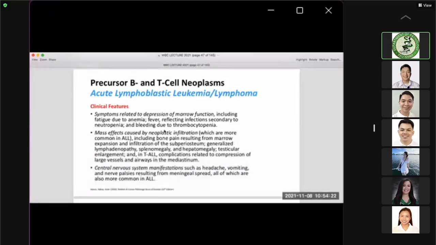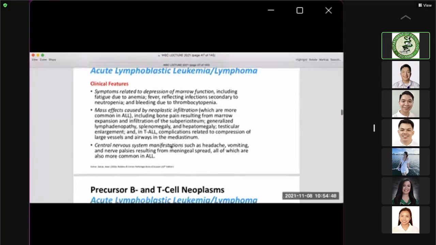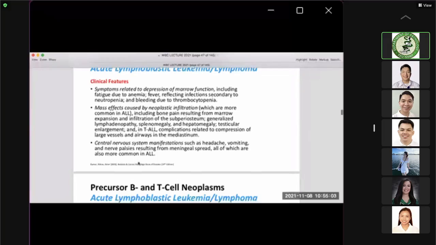So mass effects caused by neoplastic infiltration, depende kung saan nakikita ito. So it can encroach on the different areas. Okay, so there is generalized lymphadenopathy, splenomegaly, hepatomegaly, even testicular enlargement. You get to see this infiltrating these different areas. Central nervous system manifestation, pwede yan. Pag meron kang mga tumor cells that has spread already in the CNS, like meningeal spread, leading to headache, vomiting, and nerve palsies.